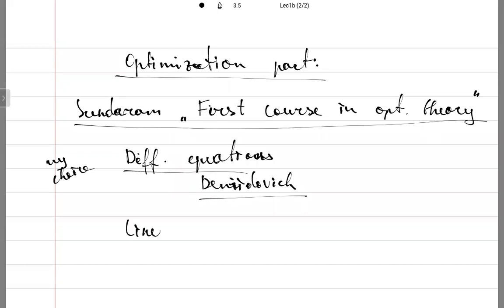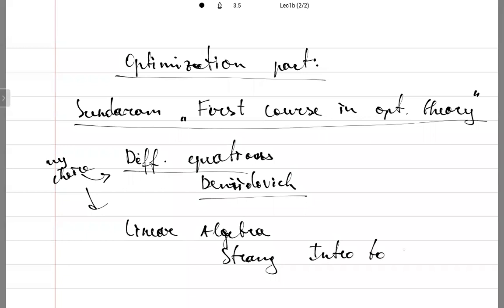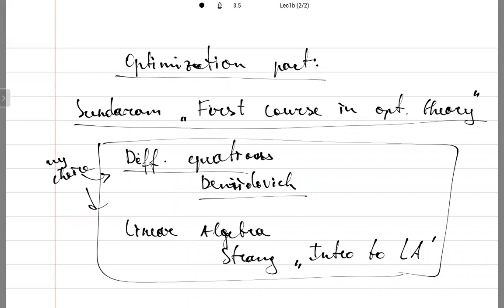For linear algebra, I'm not teaching that part, but my personal recommendation will be Strang. I think it's called Introduction to Linear Algebra. Introduction to Linear Algebra. This is my personal choice. So maybe it's better to ask Kirill Alexandrovich about his recommendation, because he is teaching those two parts.